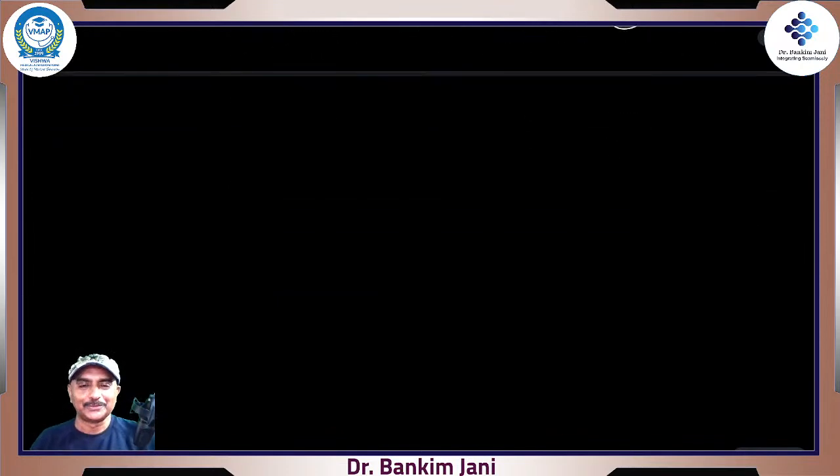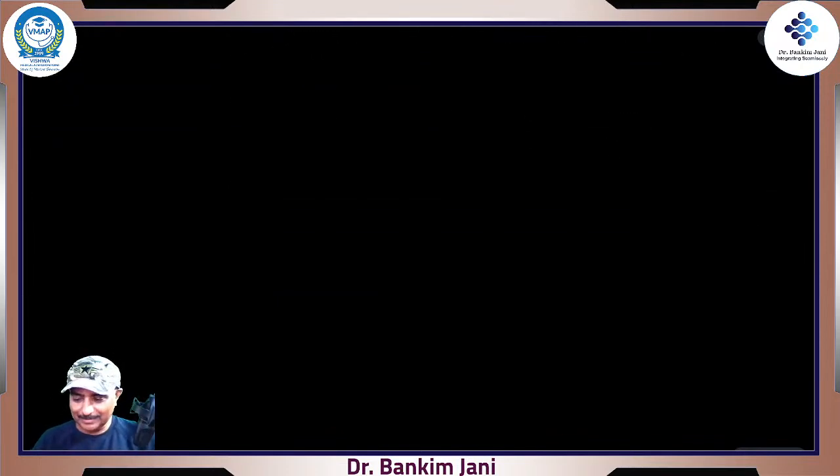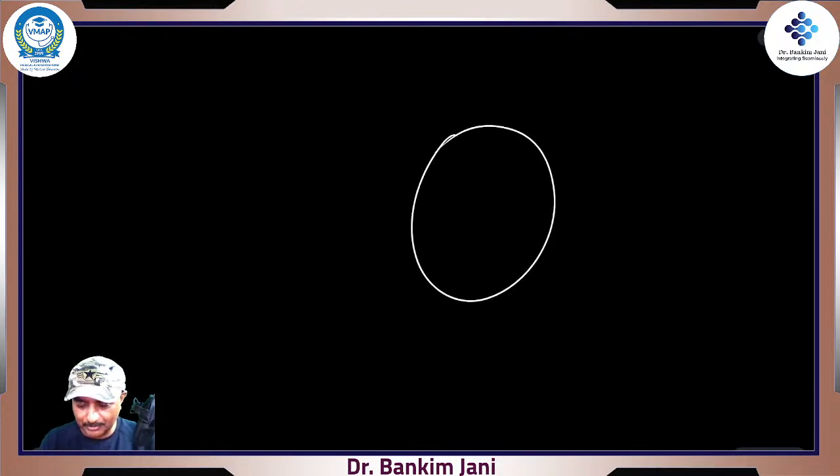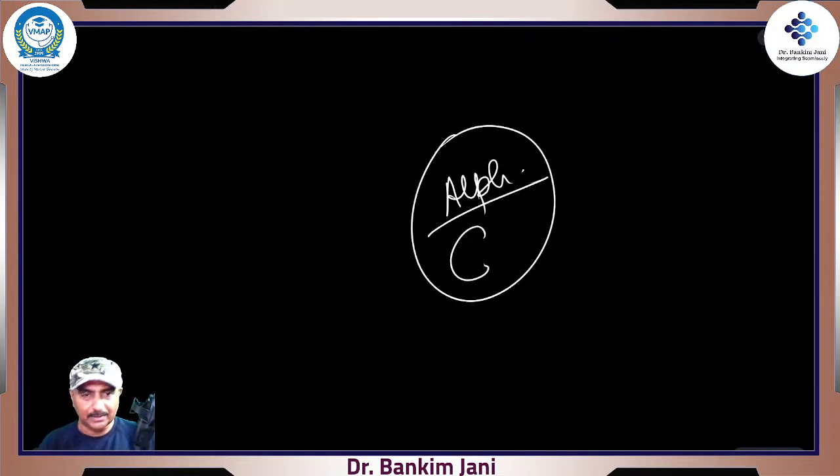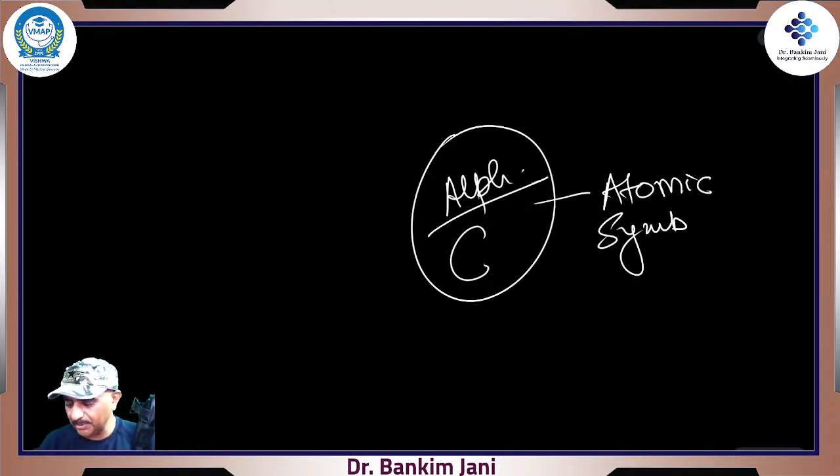Okay, so let's start with a concept which we all must know: whenever we talk about any element, there is always an alphabet given. For example, carbon, we say it's C. This is what is called the atomic symbol. I know some of these things must be known to you, but this could be a refresher, as it will be used.